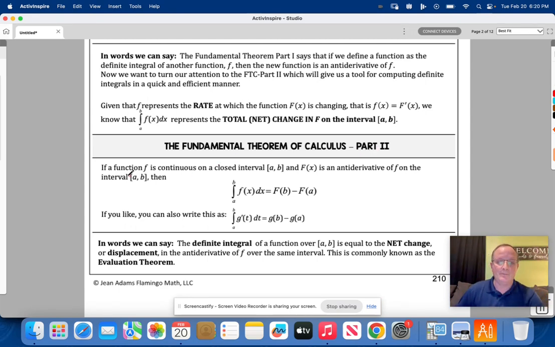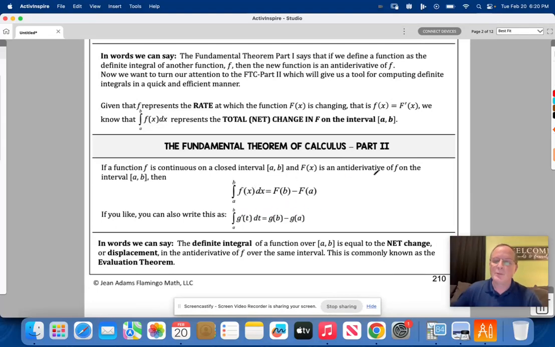Here we go. If function f is continuous on a closed interval from a to b, and big F is the antiderivative of f on a to b, then this is called the definite integral. The definite integral from a to b of f of x dx is big F of b minus big F of a. You can also write it with the prime notation if they give that to you. So if you're given the prime, then the antiderivative of that is going to be the original function.